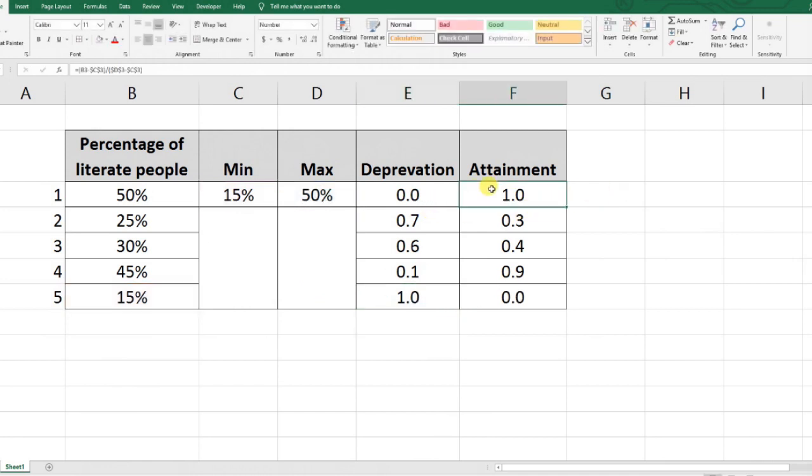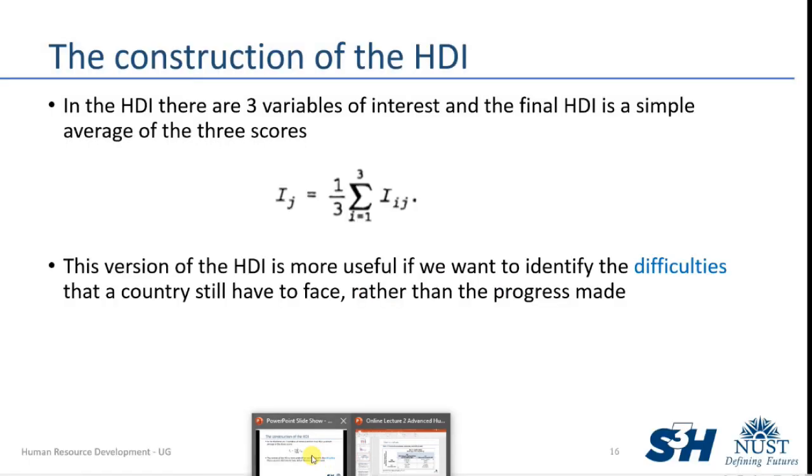Okay, and in this case, we have subtracted the original current actual value of the country from the lowest level value, minimum value C3, and divided by maximum minus minimum. And in case of deprivation, the first country had 0 deprivation. In case of attainment, 1 is the highest level of attainment, and the lowest level of attainment is for this country which had the minimum value of education. I hope that it's clear. Okay, going back to our slides.